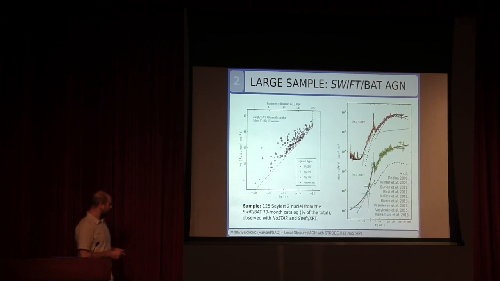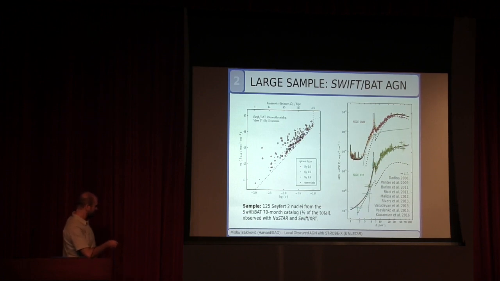So with NuSTAR, for my thesis, I looked at the 125-month Swift-BAT catalog. You can see the distribution in the luminosity-redshift plane. So this goes out to redshift 0.1, some 500 megaparsecs out.